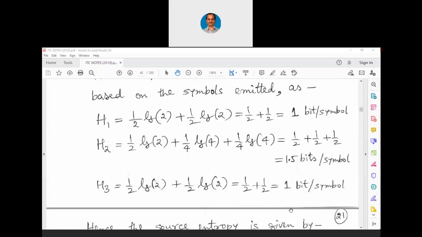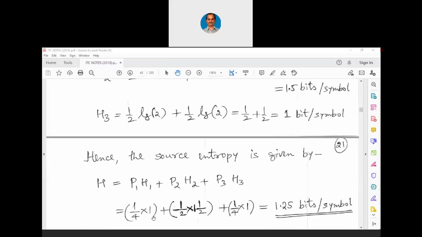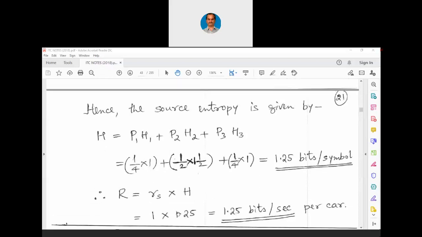These H1, H2, H3 are computed based on these states. Hence, the source entropy is given by capital H is P1H1 plus P2H2 plus P3H3. That is 1/4 into 1 plus half into 1.5 plus 1/4 into 1, which is 1.25 bits per symbol. Therefore, the information rate R is small rs into H. That small rs is 1 and capital H is 1.25 bits per symbol. So it is totally 1.25 bits per second per car.